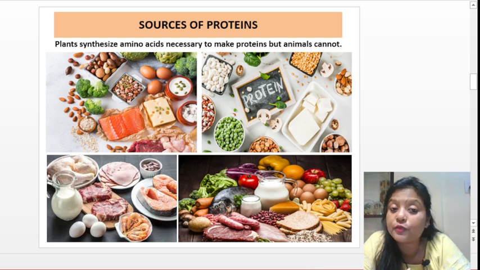There are some vegetables which provide us proteins. So these are all the sources of protein that we take in our daily lives. Even nuts are one type of protein source, as we get protein through nuts.